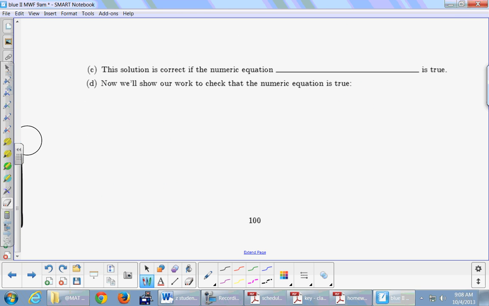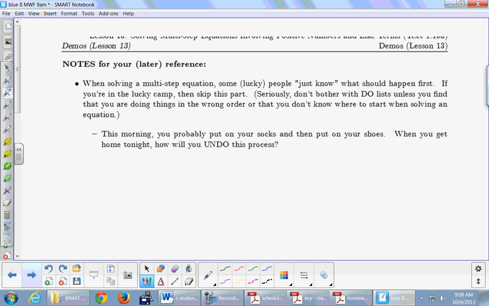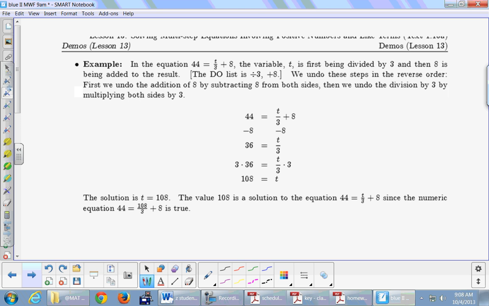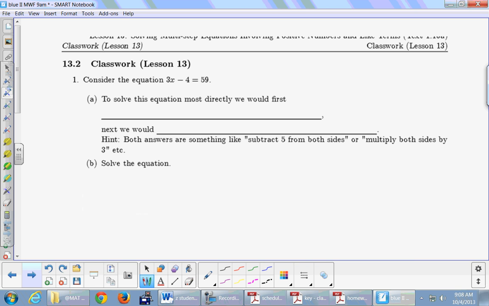We're not going to do the check here, but just move on to the next page. And there's some notes that you can look at later, everything written out, including the do list. And then there's an example problem written out as well. And the classwork starts on page 103. So we are going to come back together in a little bit, but see how far you guys can get in your groups in the classwork.